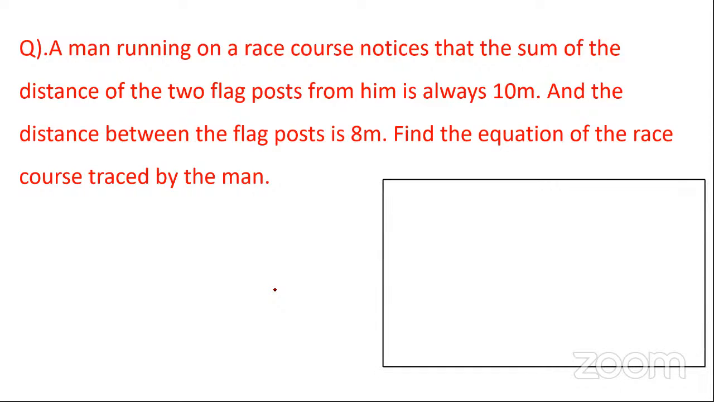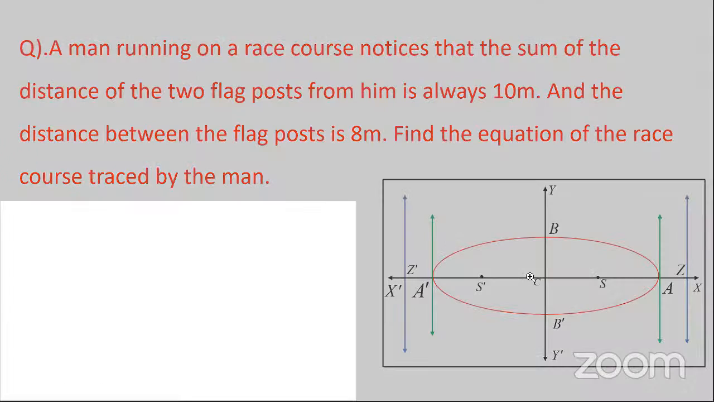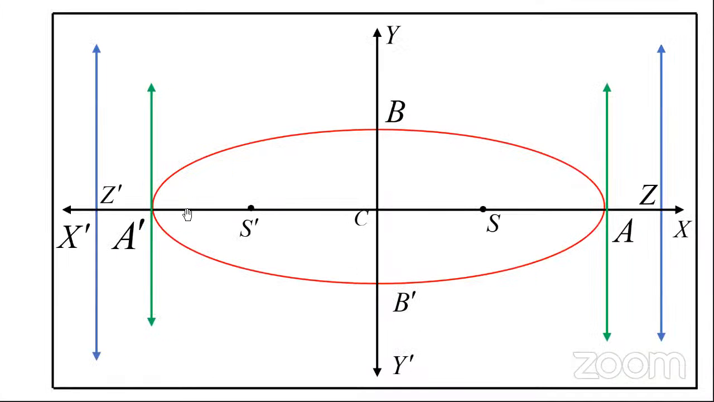Please observe the figure. Taking the center, I'm taking this as an ellipse. This is the path he is passing through, so it is an ellipse. Directrix, focus, directrix. Here the green lines are indicating the poles. This is the center, and he is passing through this red line.